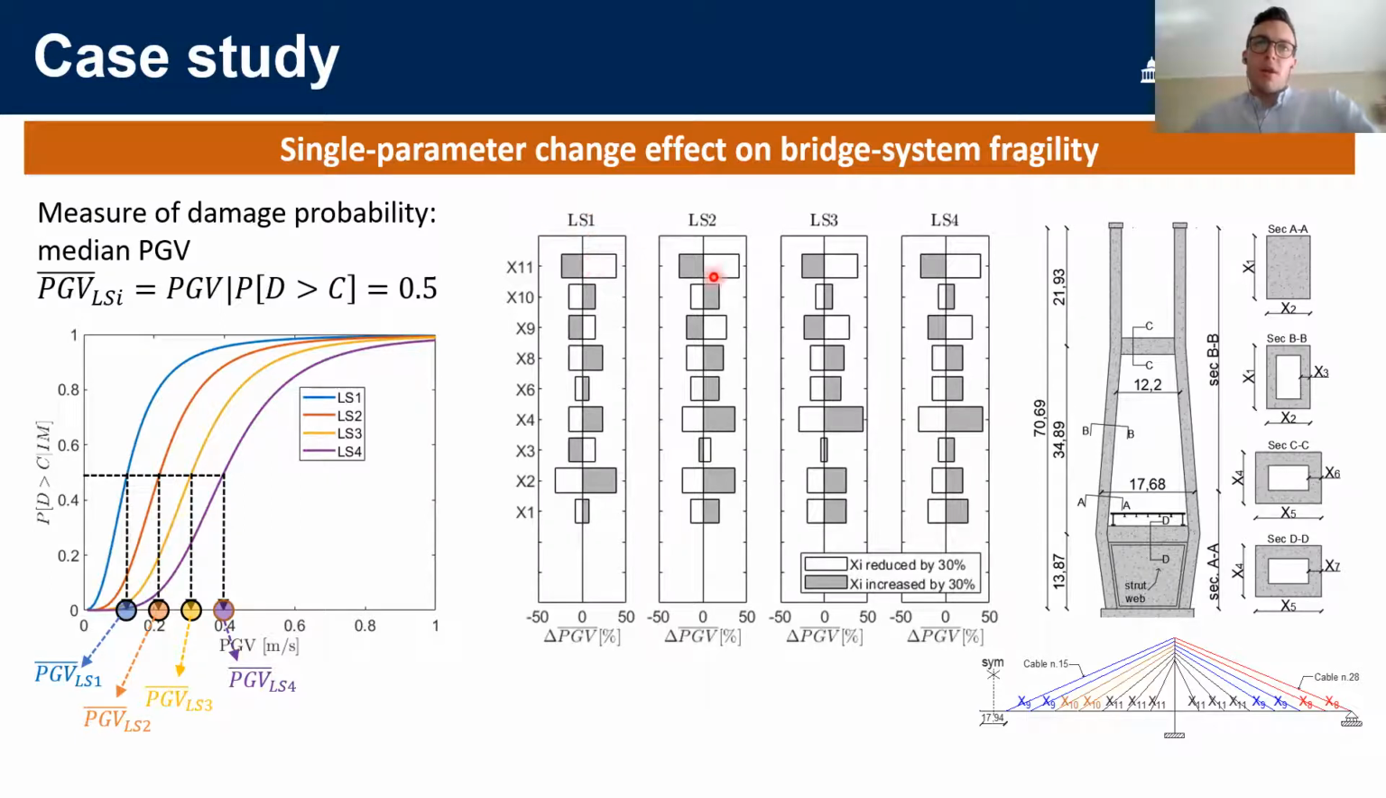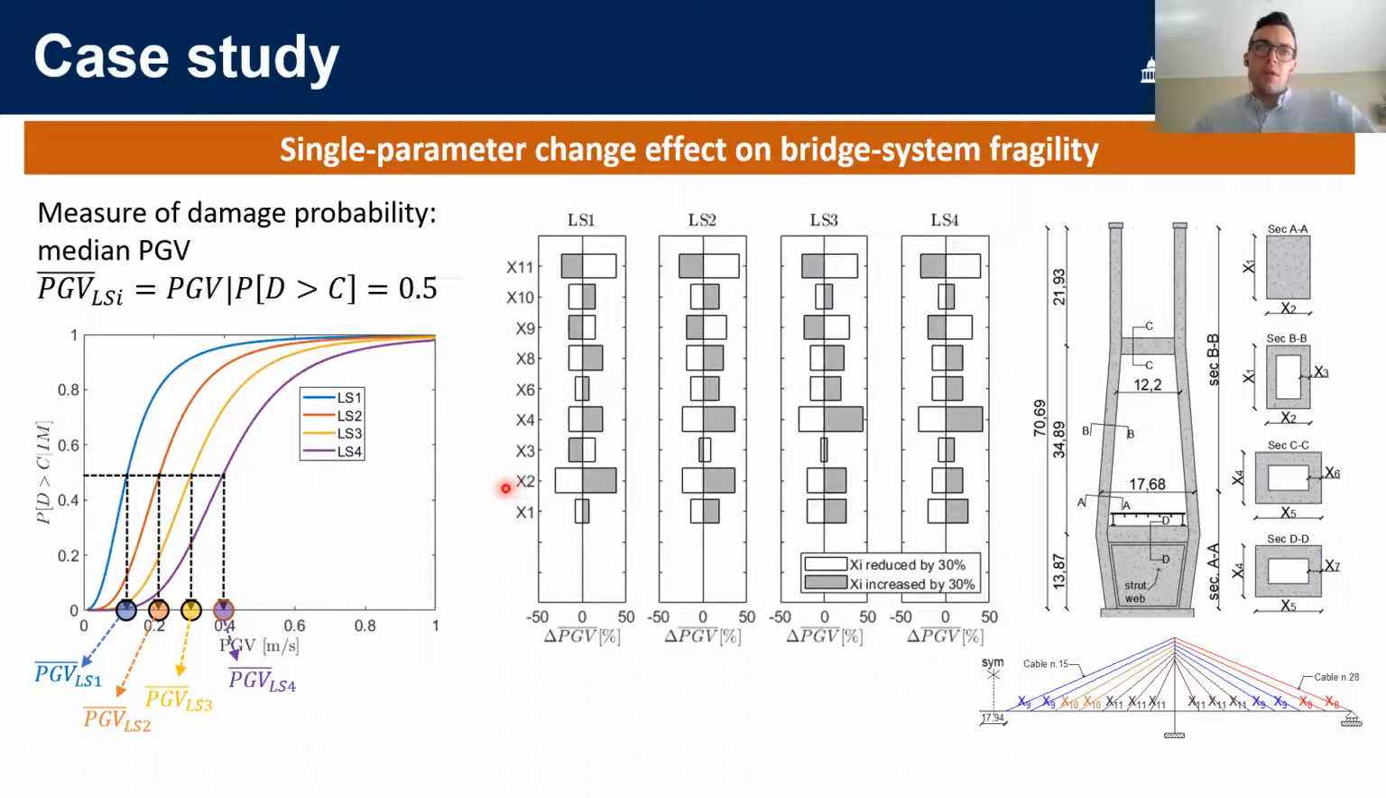Each part refers to a limit state. For example, we can just focus on the first one, which is the study on the effect of parameters on limit state 1, which is the blue curve over here. And on the horizontal axis, we have the variation of the median peak ground velocity resulting from the change in one of the design parameters that are on the vertical axis by plus or minus 30%.